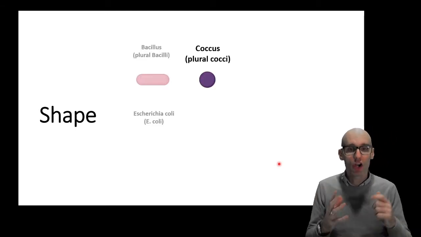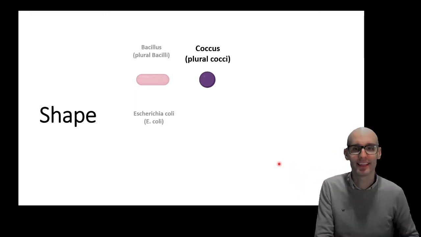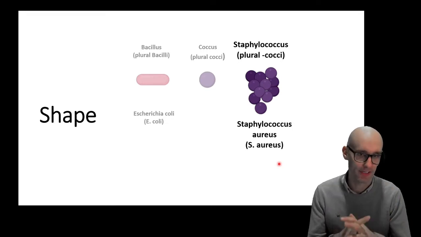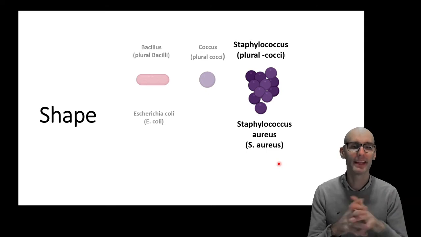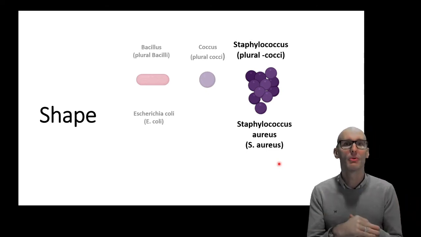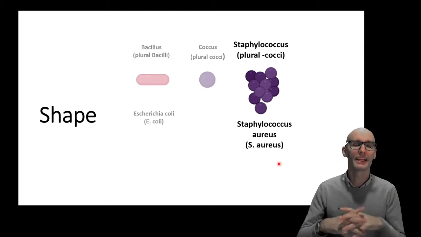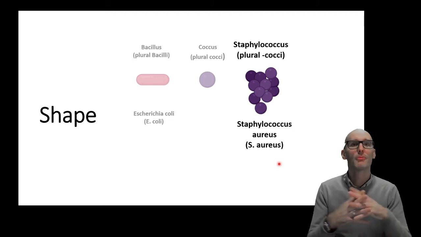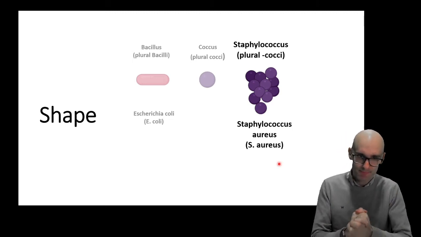Next, we have Coccus, and the plural is cocci, and that's just a ball. It's just nice and easy. That's a sphere right there. Next, we have Staphylococcus, and the plural is Staphylococci. An example is Staphylococcus aureus, which is a very common opportunistic pathogen. It can cause skin lesions, and it can also cause lung problems by causing infections in those sites.